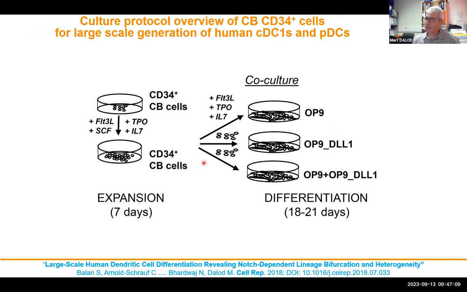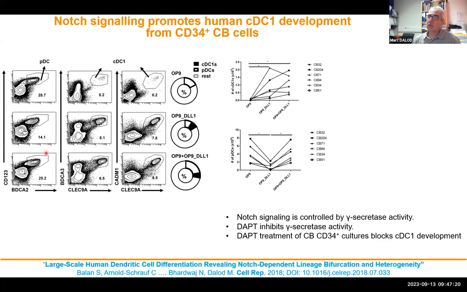We cultivated the cord blood cells with an appropriate cocktail of cytokines on OP9 feeder cells, or OP9 feeder cells expressing a Notch ligand, or a combination of the two, and we looked at differentiation. In these cord blood cultures, we can nicely identify pDCs as co-expressing CD123 and BDCA2, and cDC1 as co-expressing BDCA3 and CLEC9A. You can see that if you work with OP9 feeder cells, you mostly get pDCs, but no cDC1. If you work with Notch ligand expressing OP9 cells, you decrease the fraction of pDC, but you increase the differentiation of cDC1 in a very strong way.